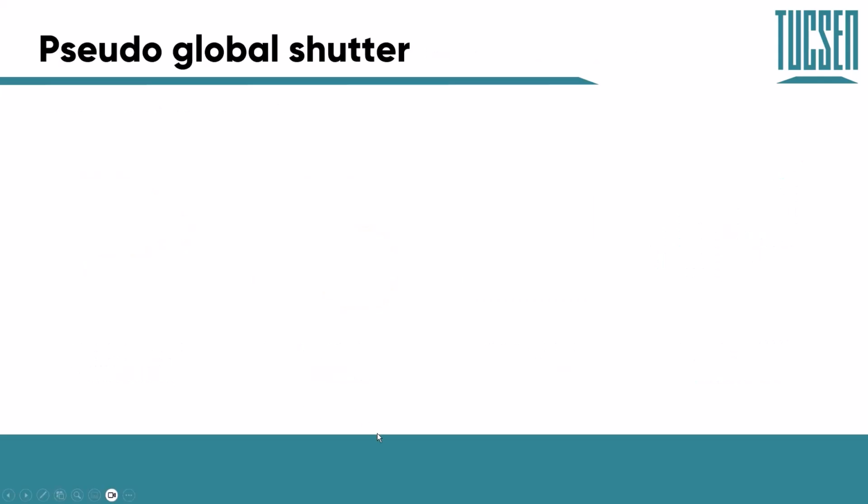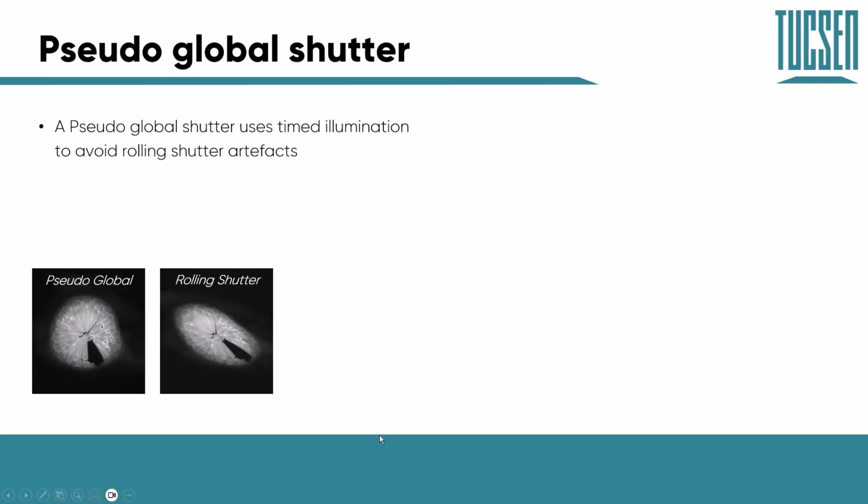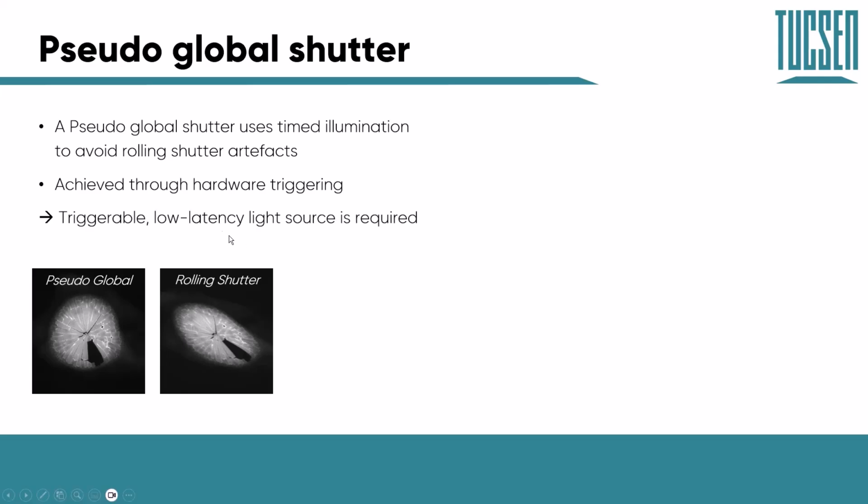But to dive into the pseudo global shutter a little bit more, it's a timed illumination technique that avoids rolling shutter artifacts with rolling shutter cameras. And it's achieved through hardware triggering. What we need, of course, is a triggerable low latency light source that can switch on and off very quickly, at least much, much faster than the rolling shutter of our camera operates.